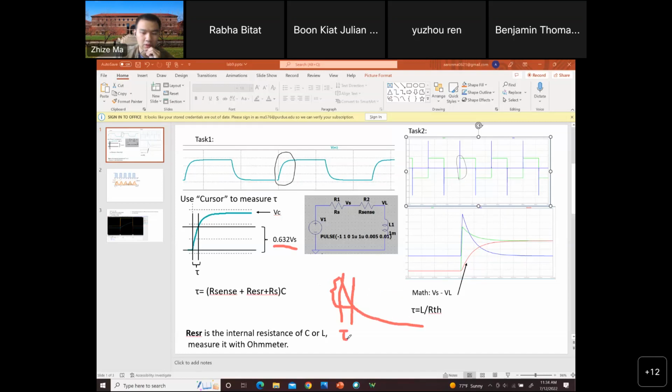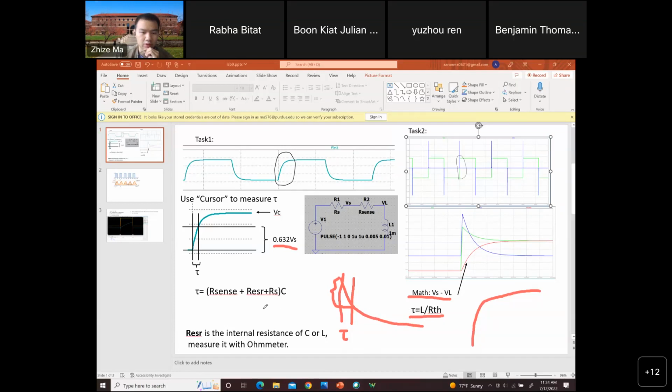So this will be the top right here. Or what you can do is use the math function. There's a math function in the oscilloscope. You can use Vs minus Vl, then you will get a similar plot to a capacitor charging plot. Then you can use the same way to measure the time constant. So either way works, you can use both ways. You can get the same time constant, and then you can use the equation to calculate the inductance.